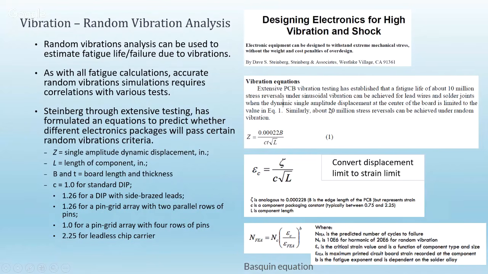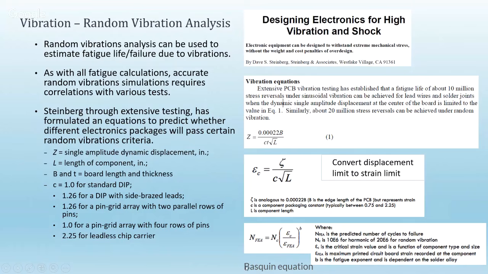His criterion was 20 million stress reversals under random vibration conditions. And he found that if the displacement is below the Z value, and the Z value is a function of the length of the component, the board thickness, some coefficient for the type of component, and a little multiplier, then as long as the displacement of each package is below this value, it can withstand 20 million stress reversals. So this is one of the first efforts to quantify how reliable different components are.